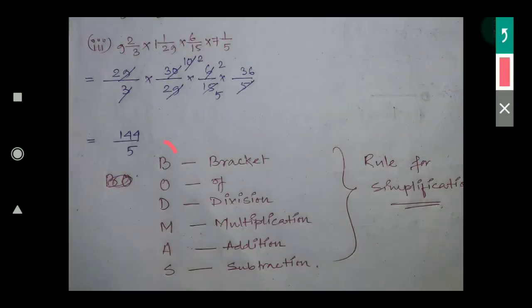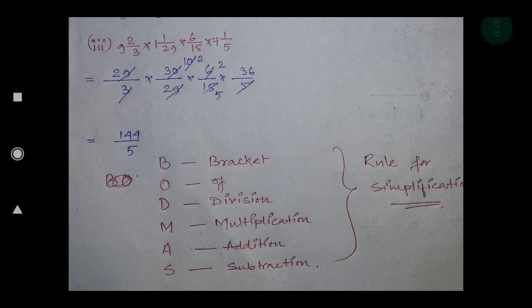Bodmas rule means B for bracket, O for of, D for division, M for multiplication, A for addition, S for subtraction. That means if in one problem several operations are given, these are the priorities. First you have to complete the bracket work, then of, then division, then multiplication, then addition, then subtraction. So let's discuss with one example.